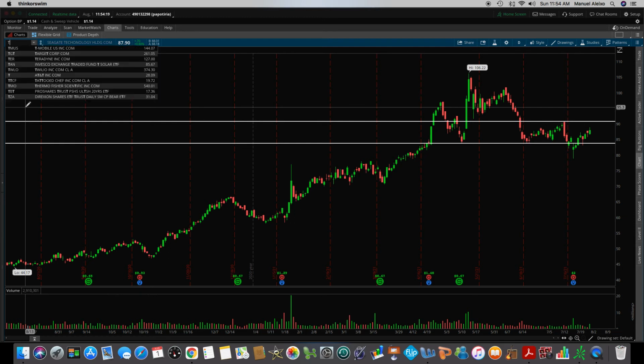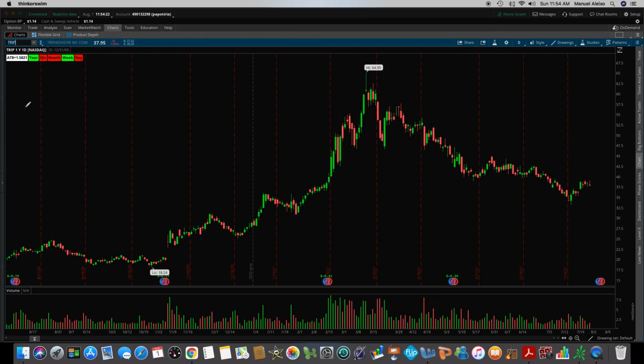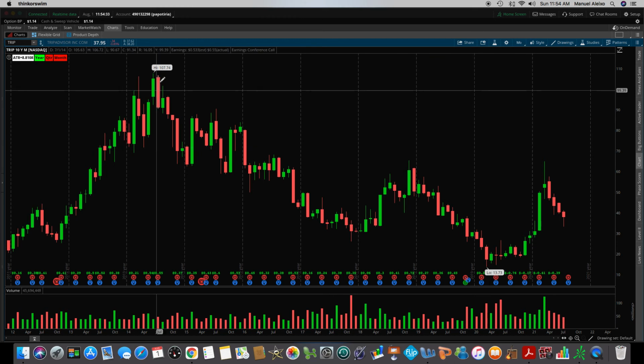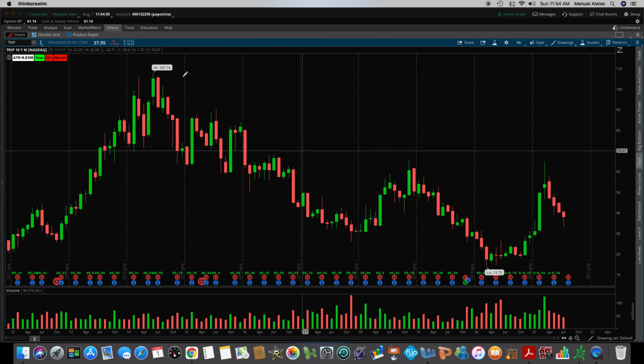Last but not least is TRIP, Trip Advisor. Wow. Let's go to a 10-year monthly first. So this is a monthly chart. As you can see, it's done nothing but go down. You can clearly draw a trend line here to the downside, and then it broke it. I just want to look at some areas of resistance. Obviously, there's a ton of resistance at $65.50, but we're way below that. We're all the way at $37.95.